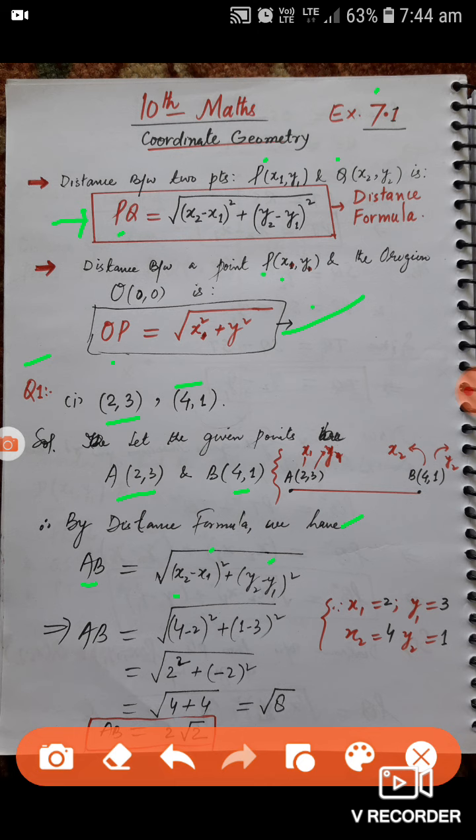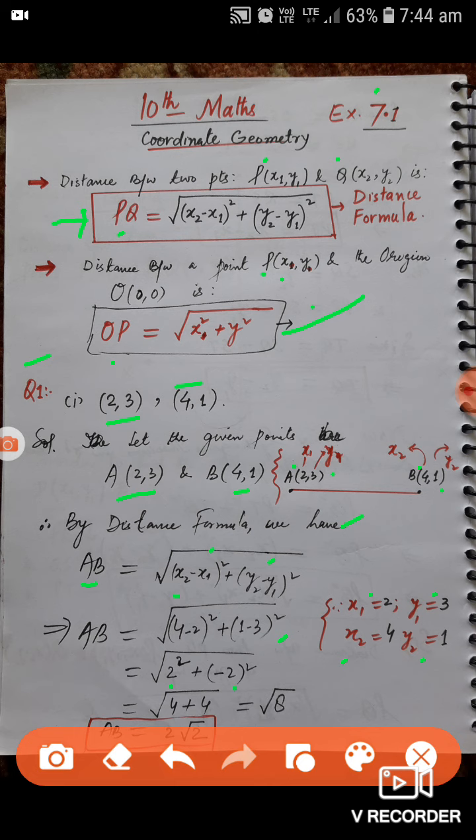Now instead of x1 we have 2, instead of y1 we have 3, and instead of x2 we have 4, and instead of y2 we have 1. So x1 is 2, y1 is 3, x2 is 4, y2 is 1. Now we will substitute the values for these coordinates in the formula. We will get 4 minus 2 whole square plus 1 minus 3 whole square. 4 minus 2 means 2 square and 1 minus 3 means minus 2 square.